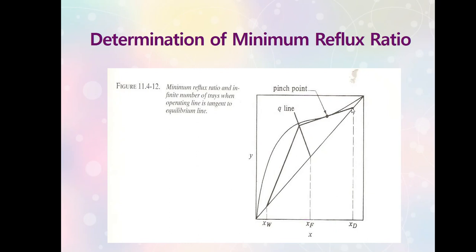Why? Because there won't be any transfer anymore. If you do a stepwise pattern here, it cannot transfer on this section anymore because of this pinch point here. So this also corresponds to a condition of minimum reflux. Infinite number of trays because your enriching section operating line has been tangential on a portion of your equilibrium curve.